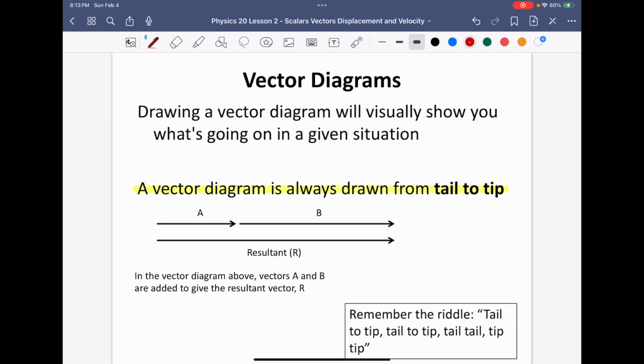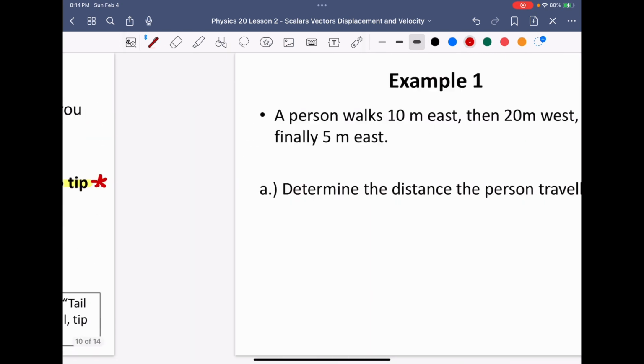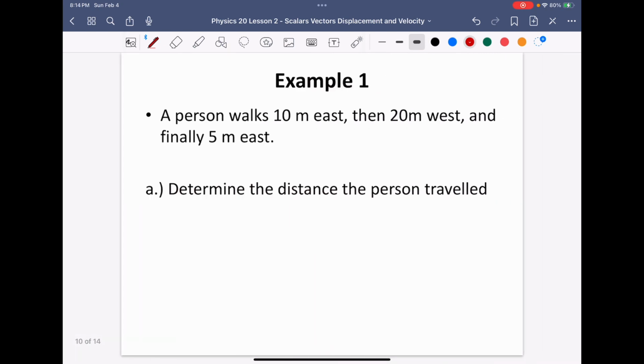I would star this. I would just make sure you review this after the lesson just to make sure you're okay with this tip to tail vector addition. And this is going to go with forces. It's going to go in kinematics. It's going to be a very critical piece to our learning in this unit and moving forward. All right, now let's try out a couple examples of this using our idea of tip to tail vector addition, just to make sure we're okay with this.